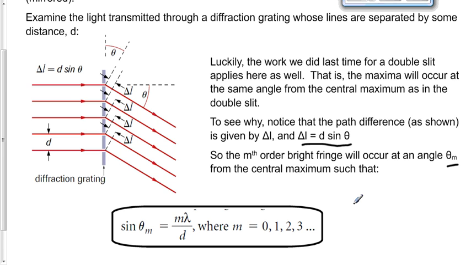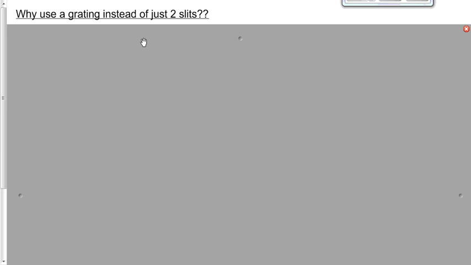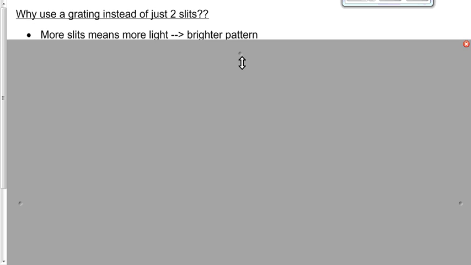So awesome. Then probably the question we can ask ourselves is, okay, if it's the same sort of pattern we're getting from a double slit, why on earth would we want to use a diffraction grating? Well, that's a great question. I have 3 answers for you. Why use the grating instead of just 2 slits? My first answer is that because we have more slits, we're letting more light in. Instead of just 2 sources of light, we have tens, hundreds, thousands of sources of light. So we're going to have a brighter pattern, and it's going to be easier to see these things.